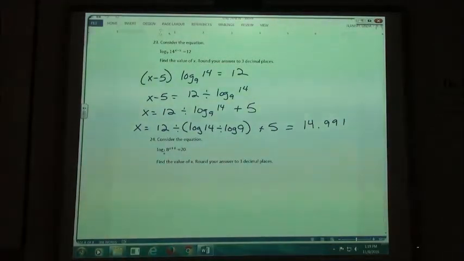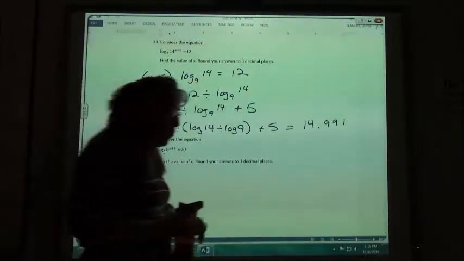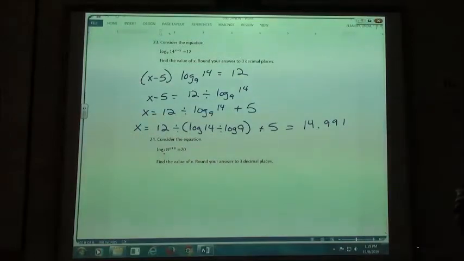This is your critical thinking and problem solving skills. I didn't change my math rules. I just applied it to something else. Where in real life are you really going to do this? You're not.